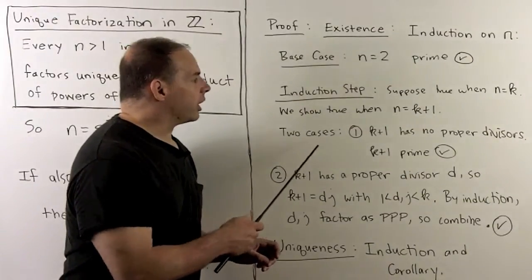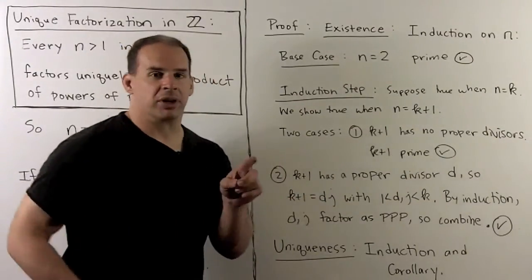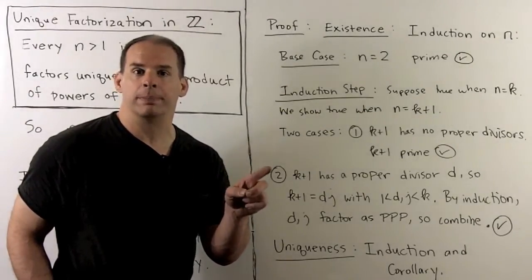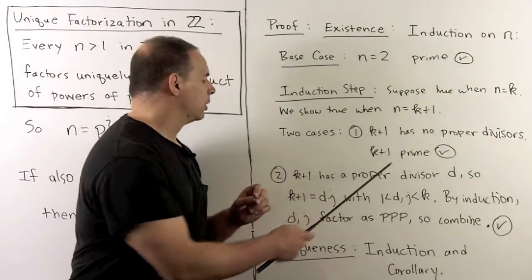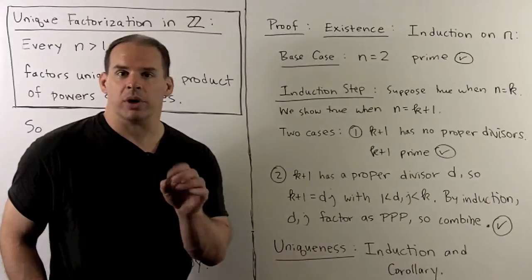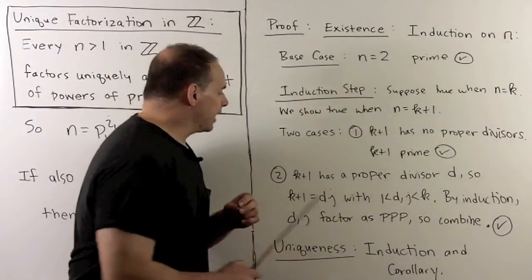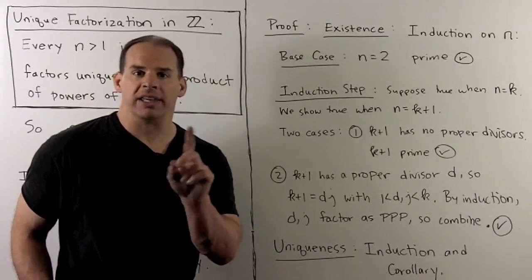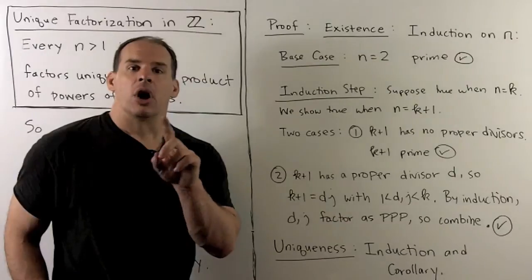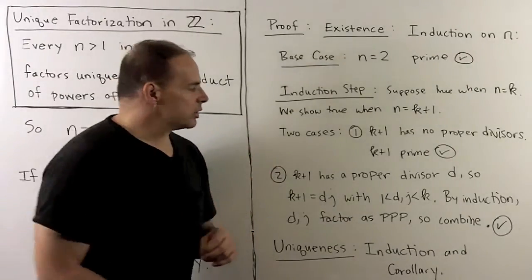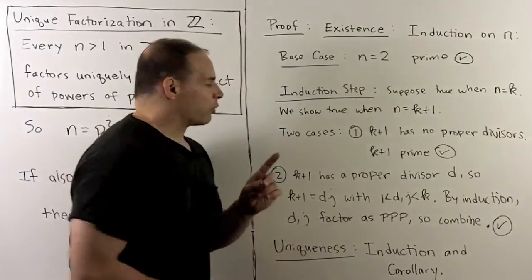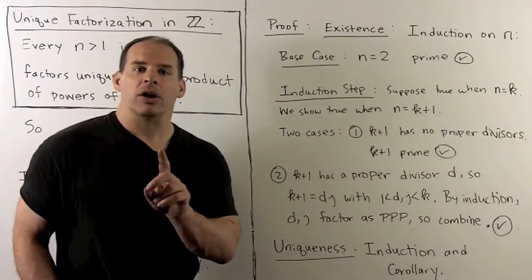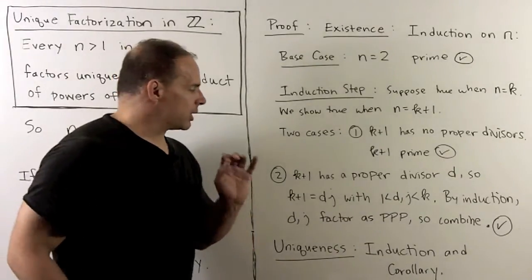So there are going to be two cases here. If k plus 1 has no proper divisors, then k plus 1 is a prime, and there's only one factor, and that factor is k plus 1, and we're done. Otherwise, k plus 1 has a proper divisor d. I could write k plus 1 as d times j. We'll have that d and j are strictly between 1 and k. So our induction hypothesis applies to both d and j. So I could write those as products of powers of primes. We combine, and we get our factorization for k plus 1.